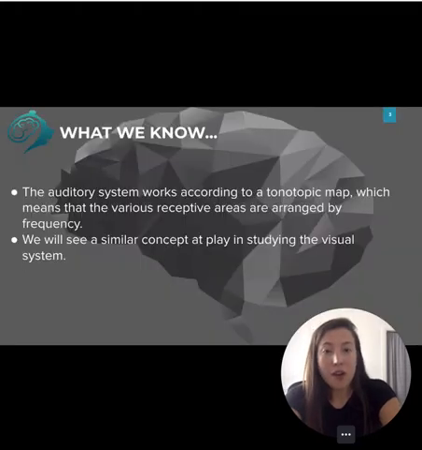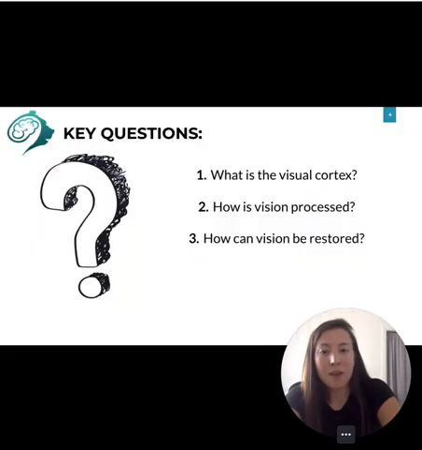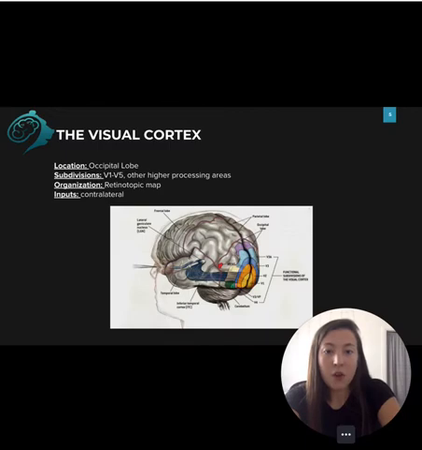So we know that the auditory system works according to a tonotopic map, which means that the various receptive areas are arranged by frequency, and we'll see a similar concept at play in the visual system. So our key questions for today: what is the visual cortex, how is vision processed, and how can vision be restored? So the visual cortex is located in the occipital lobe.